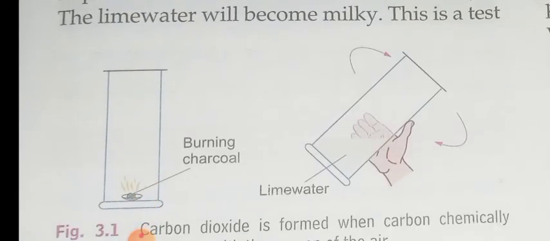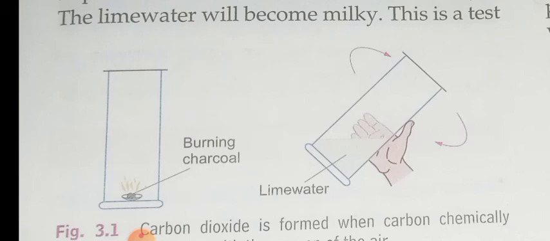In this experiment, what we are going to do is light some charcoal in a small dish and lower it into a jar using a pair of tongs. After the charcoal has burned for a while inside the jar, cover the jar with a lid. The fire will slowly burn out. Take out the dish carefully and pour some clear lime water into the jar. Replace the lid and shake the contents of the jar. The lime water will become milky. This is a test which proves that carbon dioxide is formed.